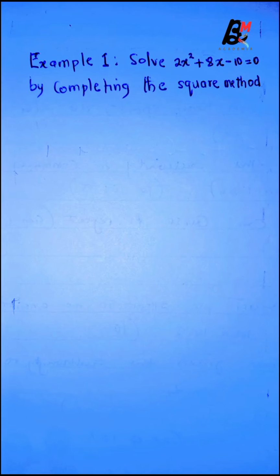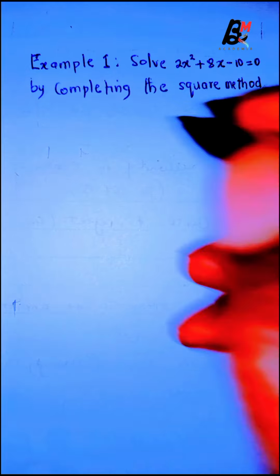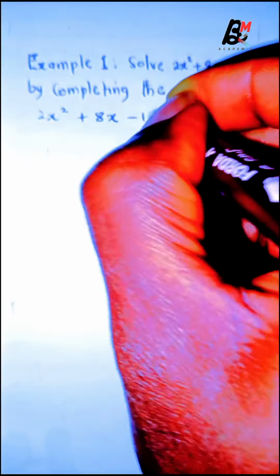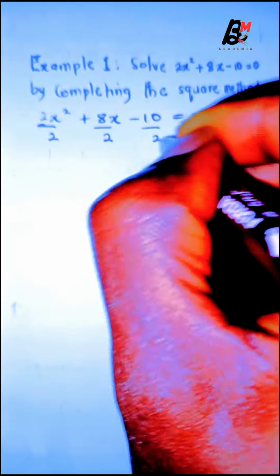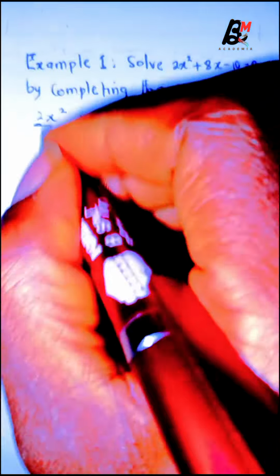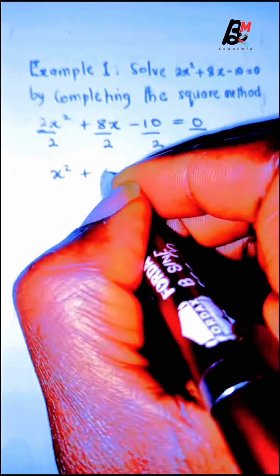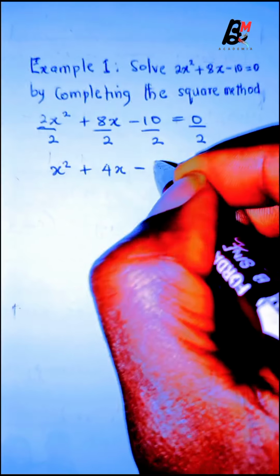So the first thing to do is to divide the equation by the coefficient of x squared, which is 2. So we have 2x squared plus 8x minus 10 is equal to 0. So dividing by 2, we're going to have 2 here is going to give us x squared, plus 2 here is 4x, minus 2 here is going to give us 5, is equal to 0, because 0 divided by 2 is 0.